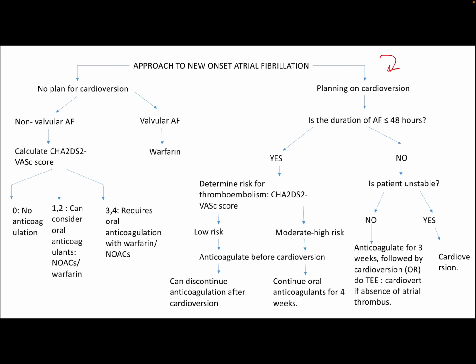Starting with this portion, the right hand portion, if we are planning on cardioversion, we check if the duration of the AF is less than or more than 48 hours. If it is less than 48 hours, then the risk for thromboembolism is relatively low, in which case we will first determine the CHA2DS2-VASc score and divide those patients into either low risk or moderate to high risk. For both these patients, we anticoagulate before cardioversion, and after cardioversion, if it is low risk, we can discontinue the anticoagulation after cardioversion. No need to continue it.